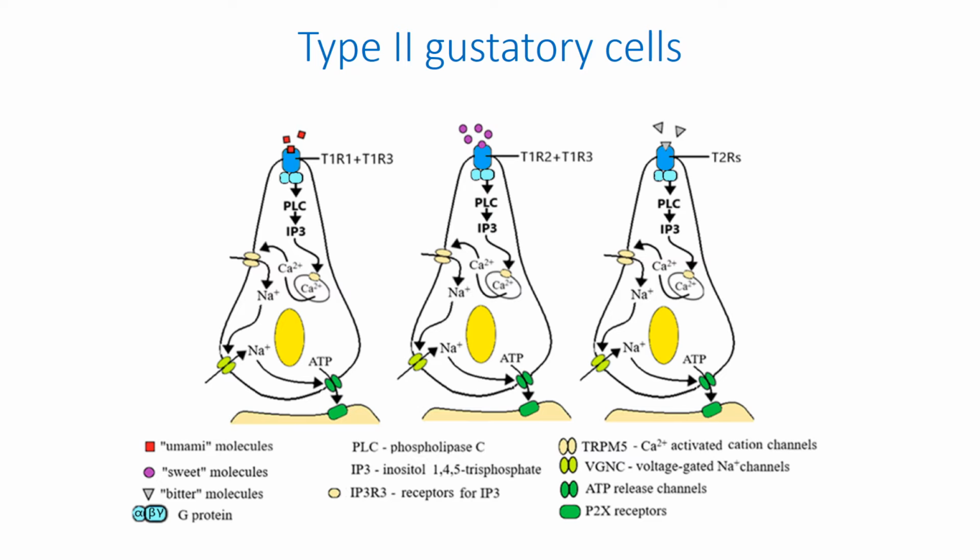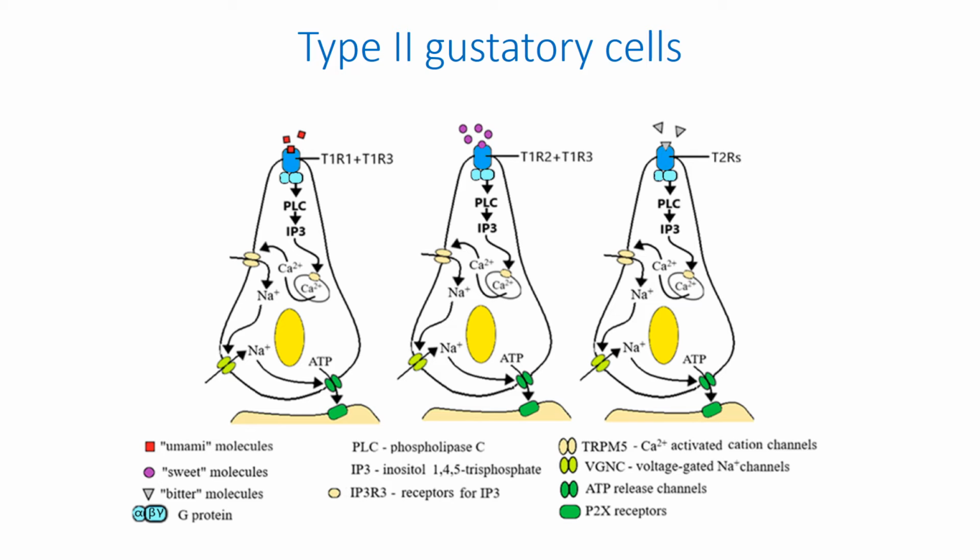Type 2 cells house 2 classes of G-protein-coupled receptors in the membrane of their microvilli. T1 receptors detect sweet and umami tastes. T2 receptors detect bitter taste. 3 different T1 receptors were identified, namely T1R1, T1R2, and T1R3. These receptors function as heterodimers. T1R1 plus T1R3 as the umami receptor, and T1R2 plus T1R3 as the sweet sensor.